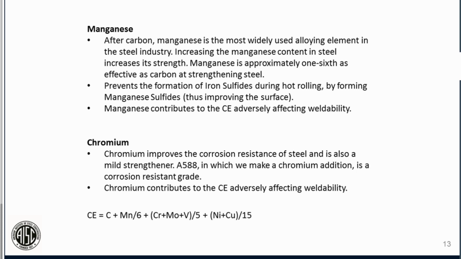So as we look at chromium, it improves the corrosion resistance of steel. It's a mild strengthener. You'll see this in A588, which we'll discuss in a little bit. And it has a negative effect on weldability. So on the next slide, please.